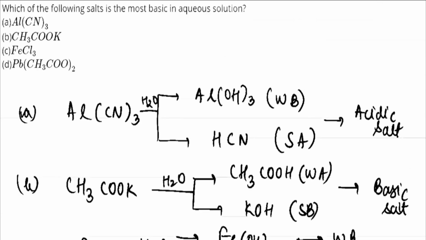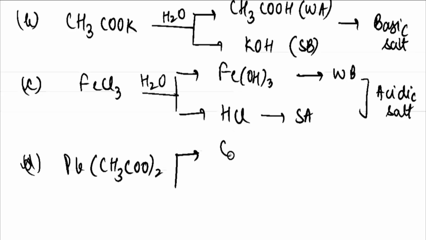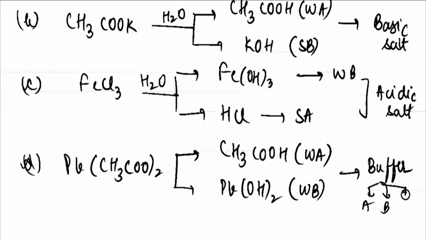The last one provided to us is lead acetate, Pb(CH3COO)2. It is comprised of a weak acid, acetic acid, and also a weak base, lead hydroxide. So this salt will basically be a buffer solution. It can have an acidic, basic, or neutral range, depending on the acid dissociation constant and the base dissociation constant.